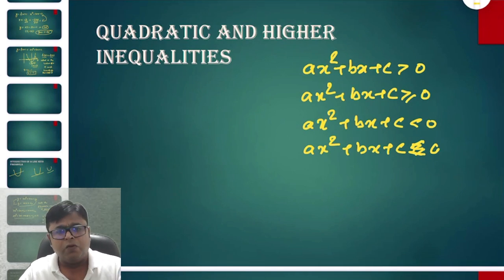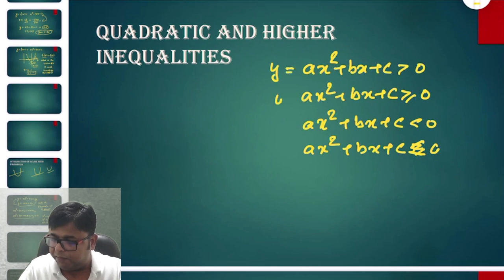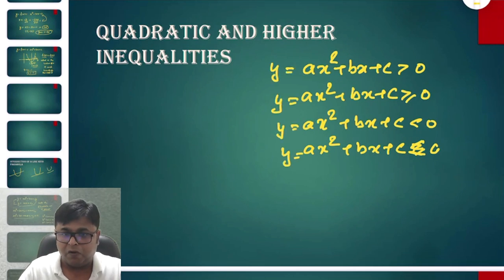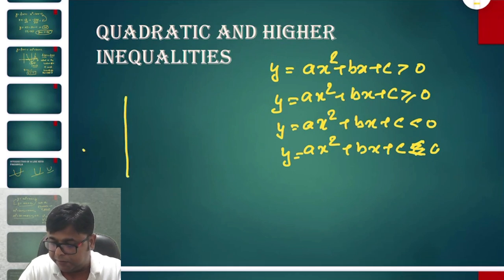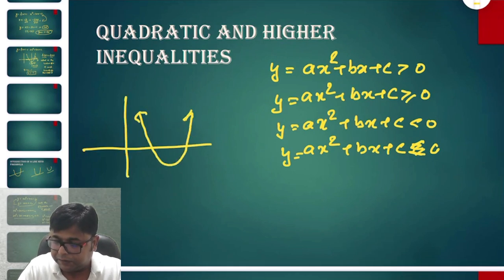Now, there are thumb rules to solve them, but first of all, let's understand the meaning of such an inequality, because a quadratic function is always y in terms of x. So if I have a quadratic function which is cup shaped and I say that this is greater than 0, greater than 0 means y greater than 0, and I know y will always be greater than 0 above the x-axis.